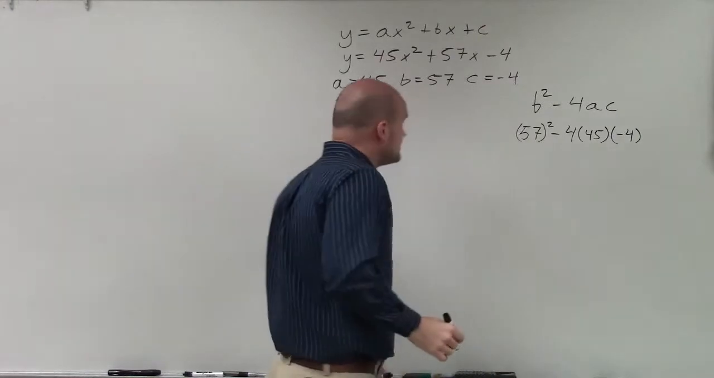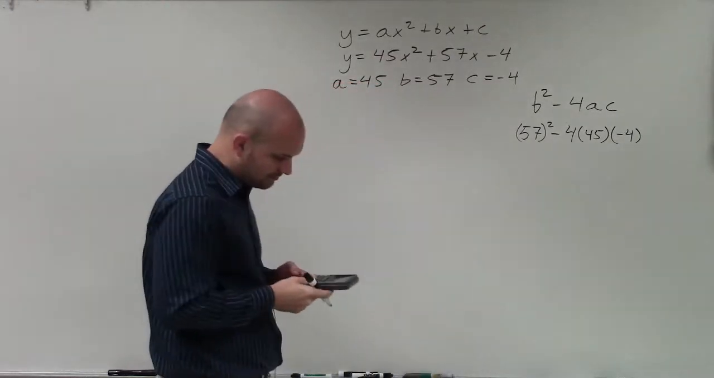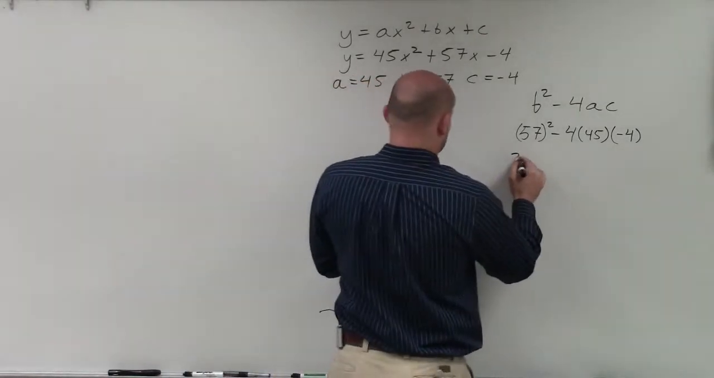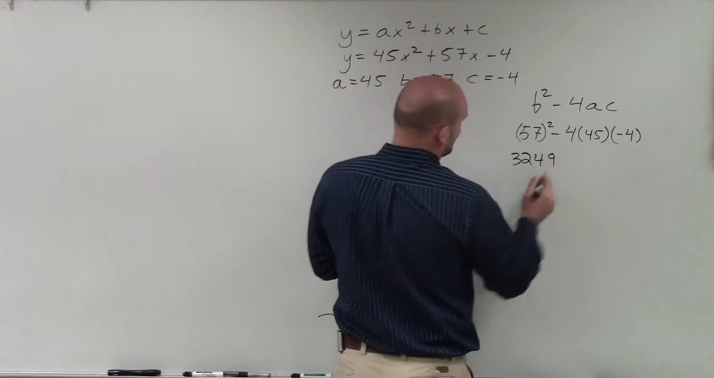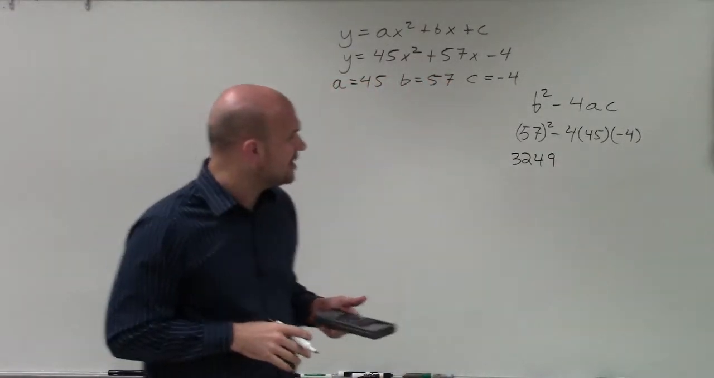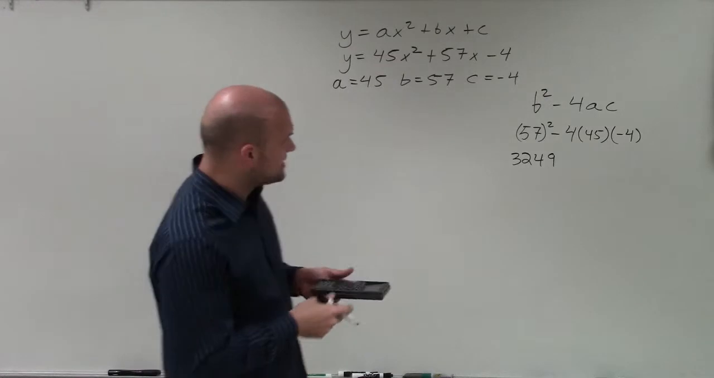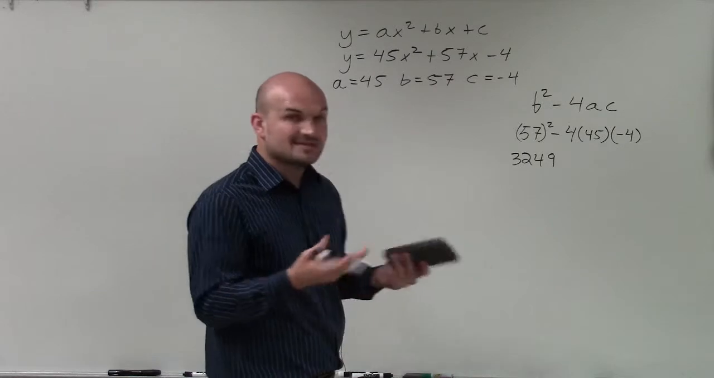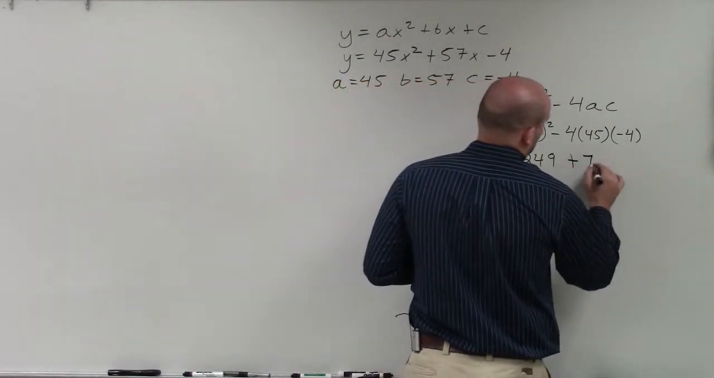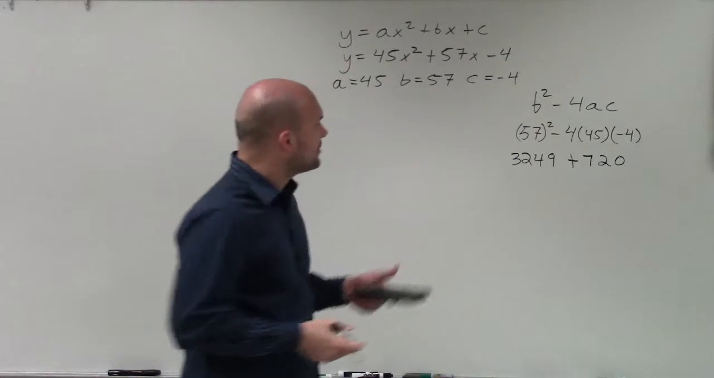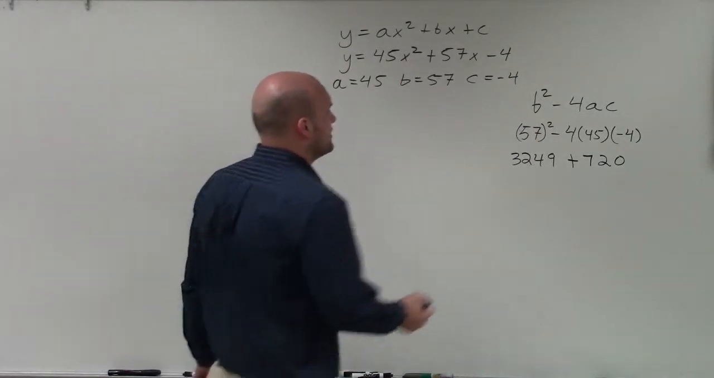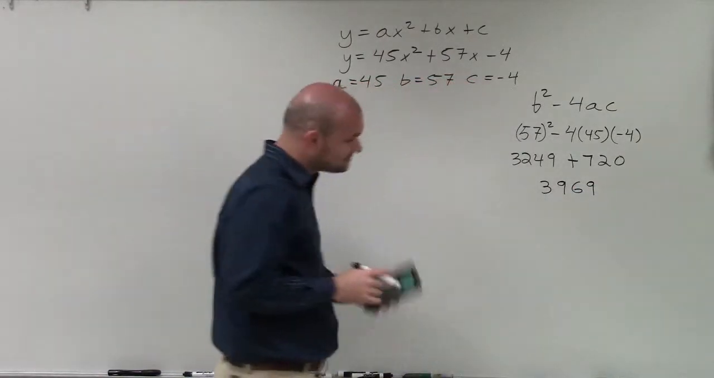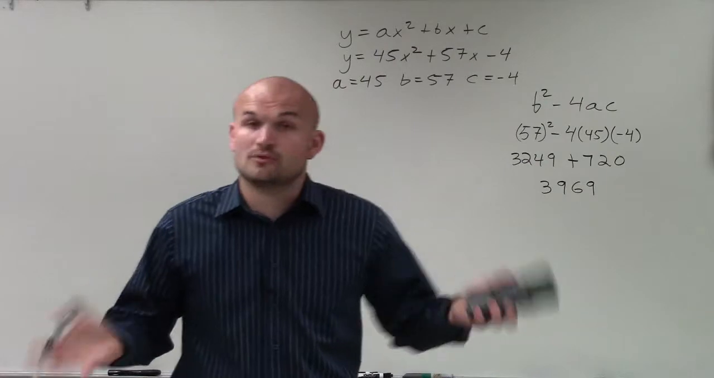All right. Now I'm going to do these individually. So 57 squared, I don't know off the top of my head, so I will just calculate, which would be 3,249. Negative 4 times 45 times negative 4 is going to be a positive 720. Let me just double check. All right, so now I'm going to add these two up, and therefore I'm going to have a discriminant of 3,969.